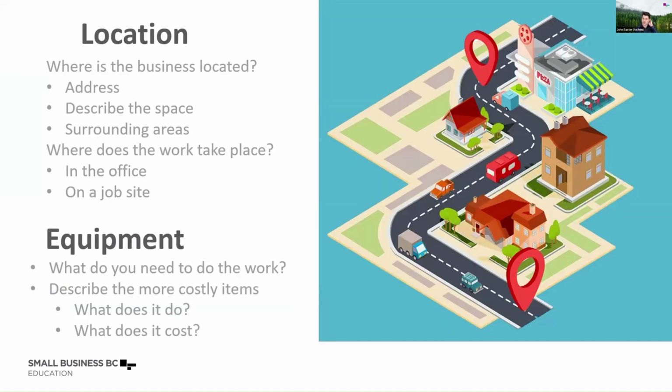First section that we're going to look at is the location. So start with the address of the business. Where exactly is it? Then you can describe the space. If I'm looking at a restaurant, I'm going to say, how many seats are there? What type of decoration? How big is it? What's the square footage? And also include the surrounding areas. So is it in a busy area? Is there foot traffic? What kind of parking is available?